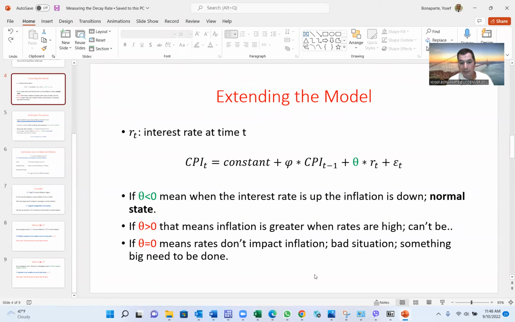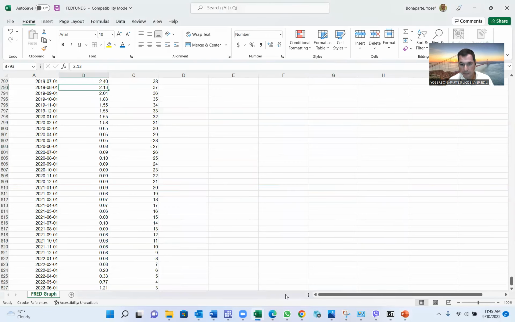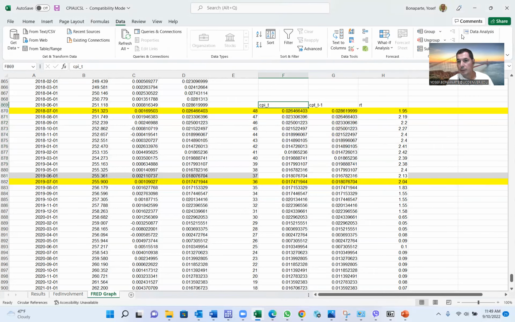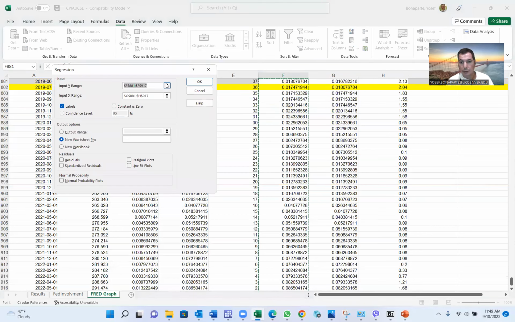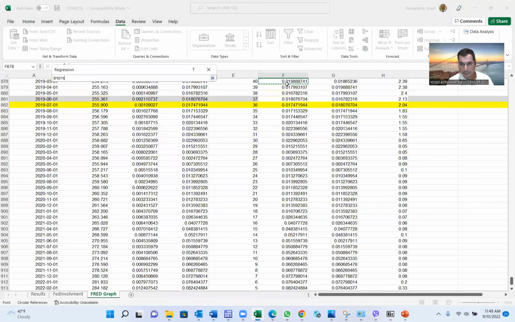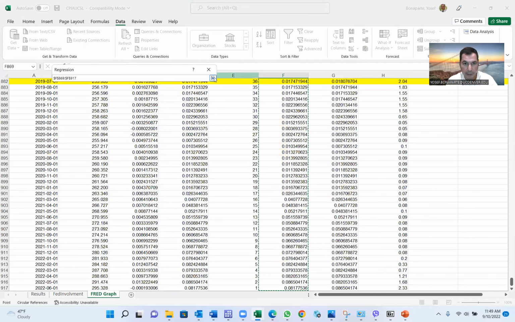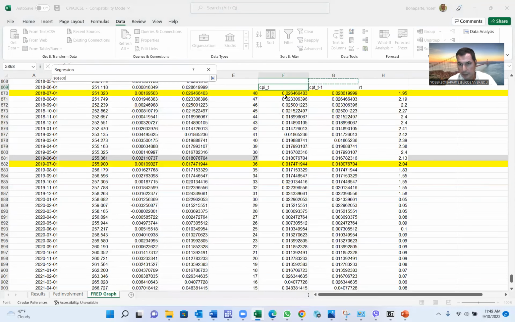Now, when you estimate, let me estimate this model to see what you've got. If you estimate this model, you should have data analysis, regression. Now our y is longer. And I'm gonna take this row here so I can get also the labels. And the x is also different. We have 2 x's.